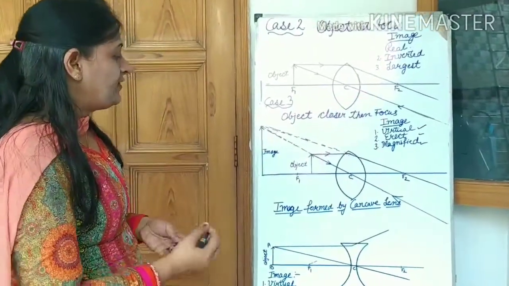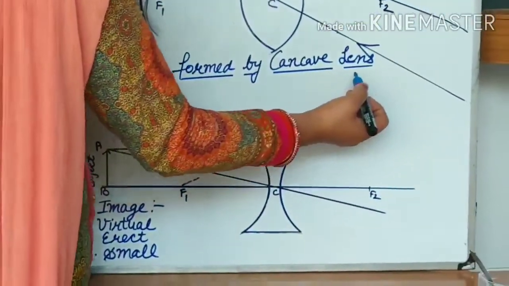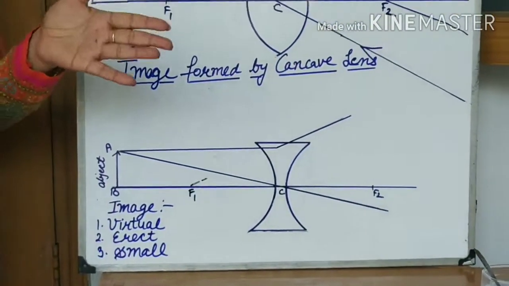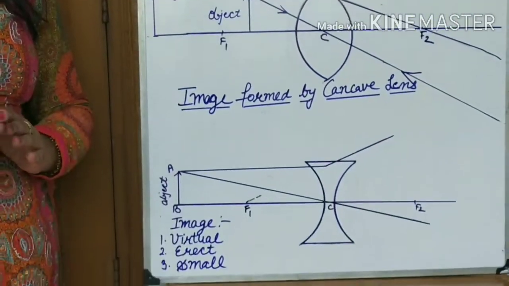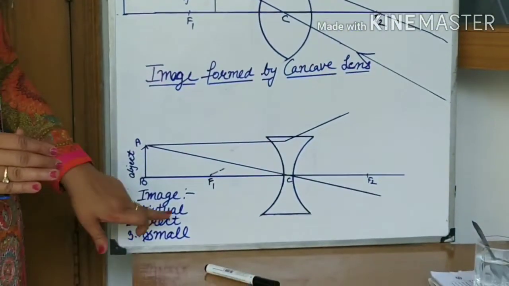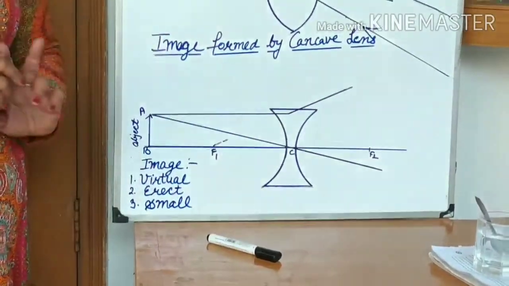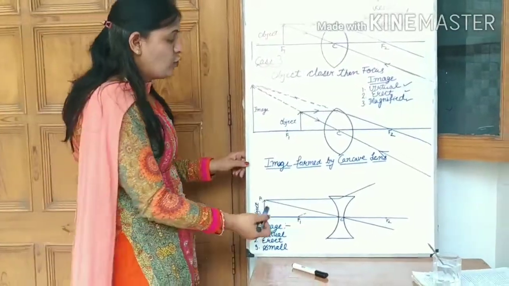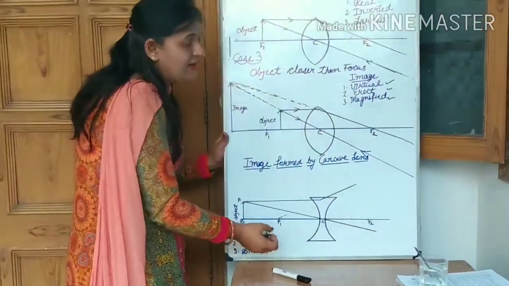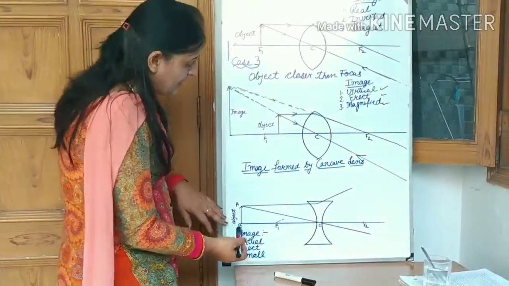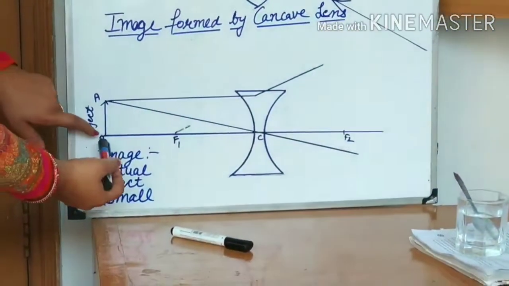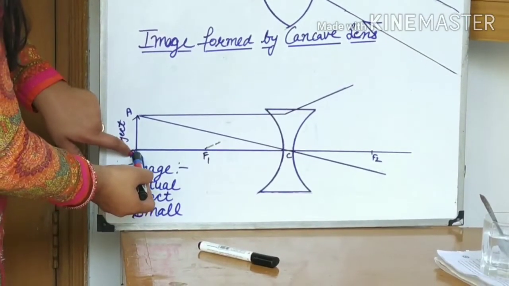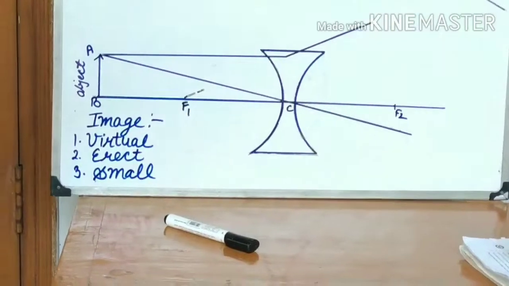Now we will take the images formed by a concave lens. Students, in case of a concave lens, it does not matter where the object is. Wherever the object is, the image will always be virtual, erect and small. In a concave lens the condition is that the image formed is irrespective of the object position. Here I have taken one case only. I have taken the object beyond the focus. Now again what happens?